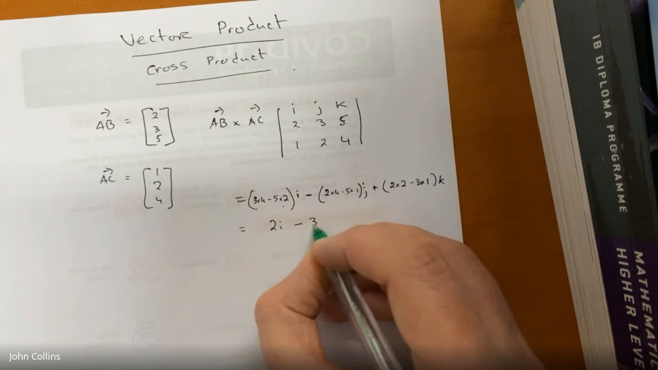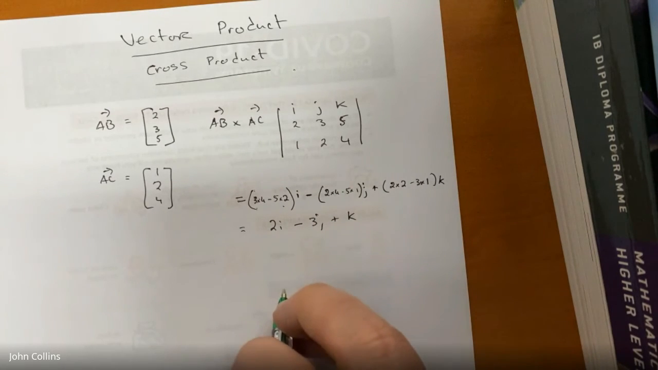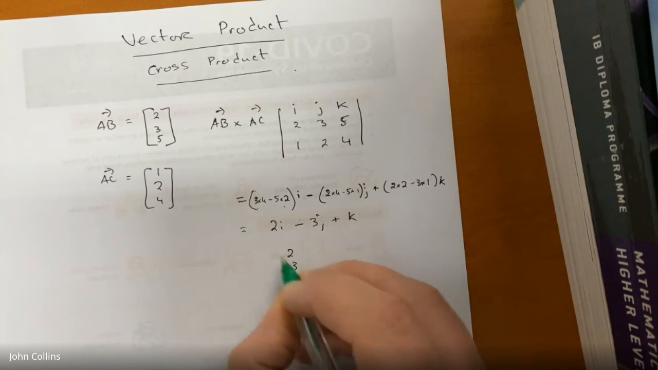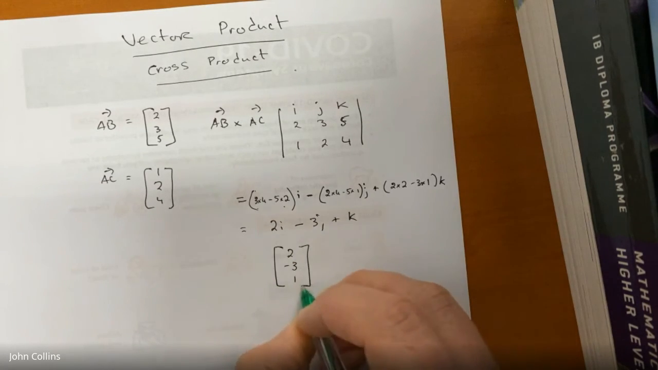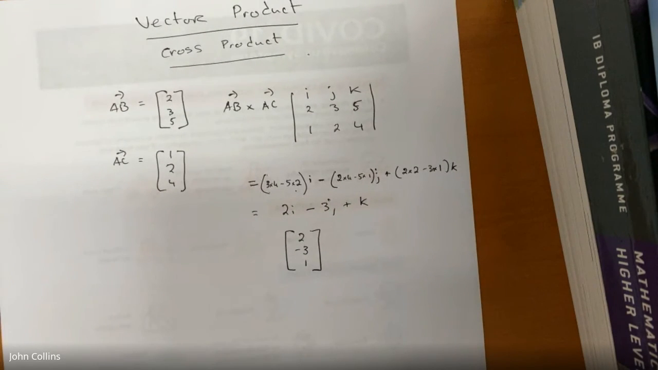All right, so 2i minus 3j plus k, when you go to work those out, you will get that. So this vector, 2, minus 3, 1, will be coming out of the screen. Now there's a way of telling if it comes in or out of the screen. It's called the right-hand rule.